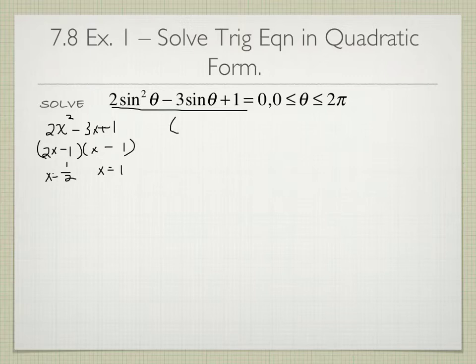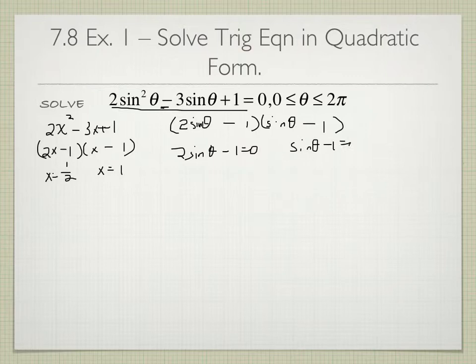So we could factor this. If we factor this, we'd get 2. Okay, let's go ahead and show you how to do this. I'm going to write my 1's here, 2 sine theta here, sine theta here. These are both minus because that's got to be minus. This becomes 2 sine theta minus 1 equals 0, and sine of theta minus 1 equals 0.